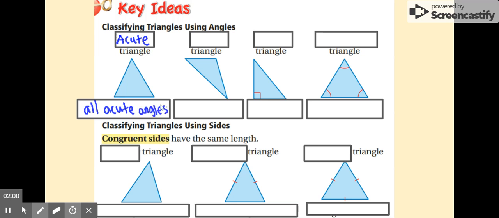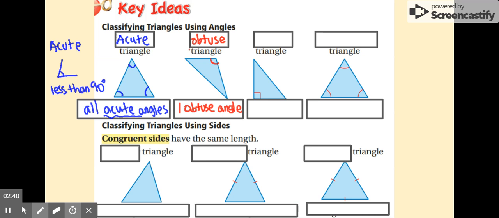So all three angles here are acute angles. Acute means the angles are less than 90 degrees. So all angles are less than 90 degrees. And the next one, we have the obtuse triangle. An obtuse triangle has only one obtuse angle. Anyone remember the meaning of obtuse?